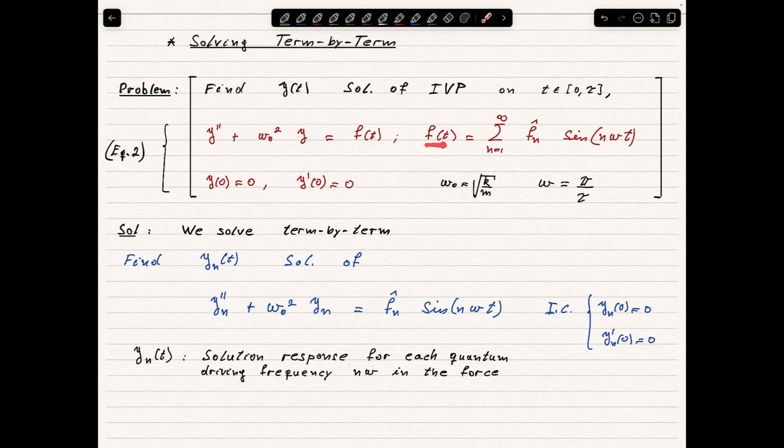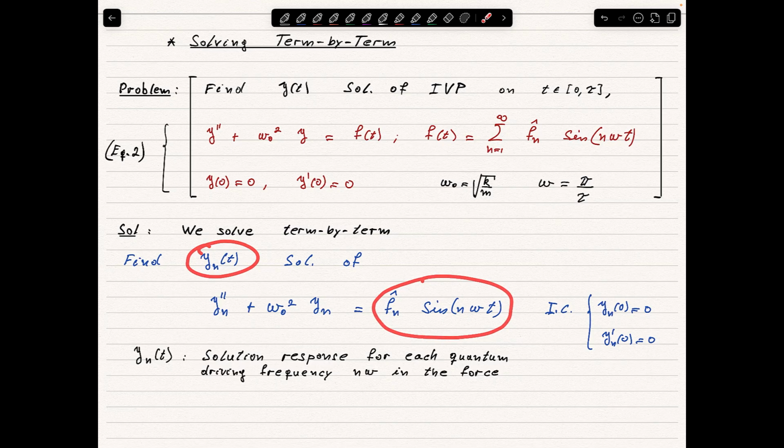The force is decomposed in infinitely many terms. Each term is a quantum of, let's say, vibration given by this function. So for each term we are going to solve the equation, and we are going to obtain the response of the system for that particular quantum of vibration.